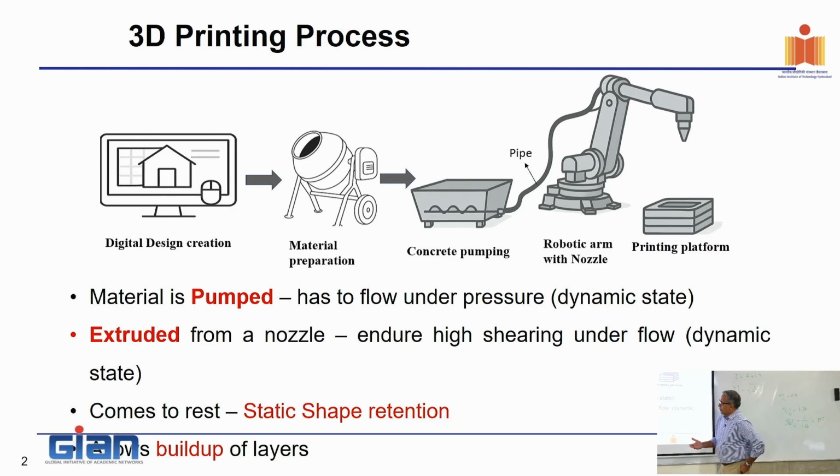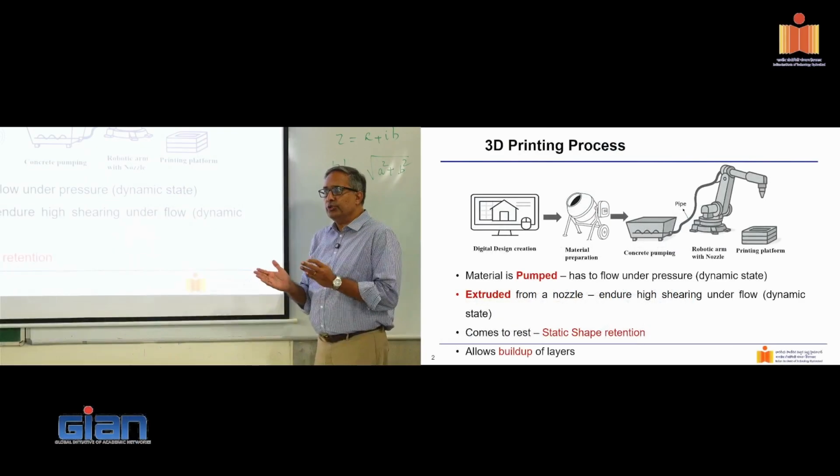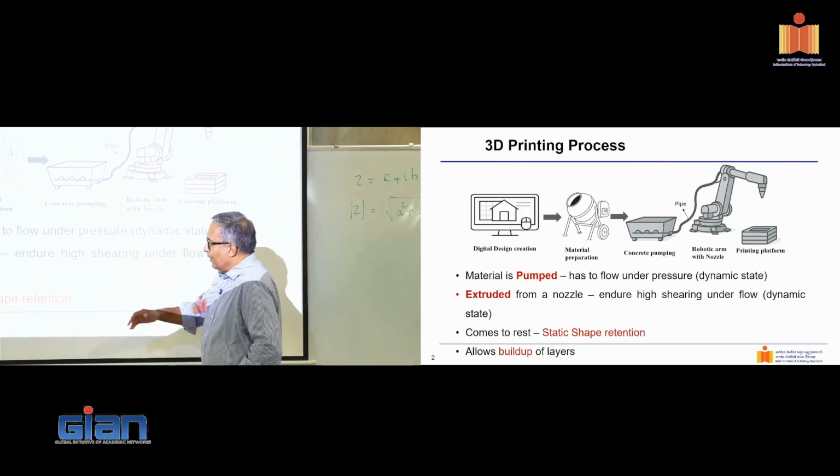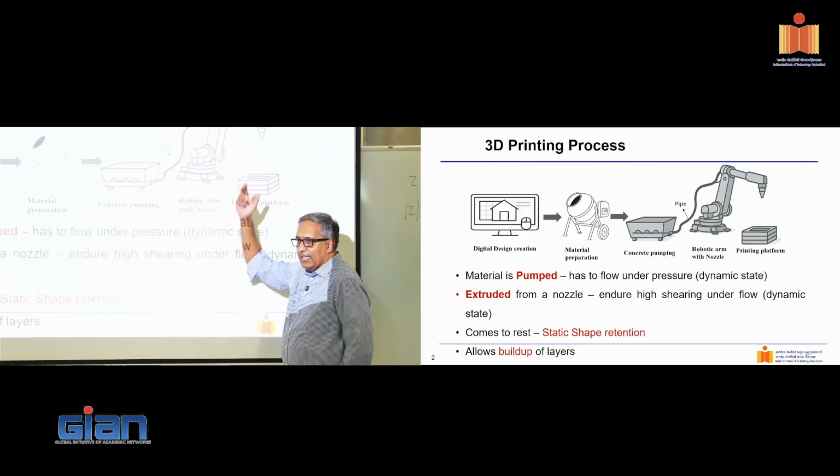So what do we do in this process, and what is of relevance to us? Material is pumped, which means it has to flow, right? So we need to understand how the material will flow when I pressurize it. So what is happening in this process? I mix concrete, dump it into a pump, which basically forces material to flow through a pipe. Essentially, it's flowing like a liquid, right? So I need to understand what is the flow under pressure. How does this material flow under pressure? We are used to doing this with water. We pump water. I mean, everywhere that you see, it's pumped. Then it gets extruded through a nozzle. It comes out through something.